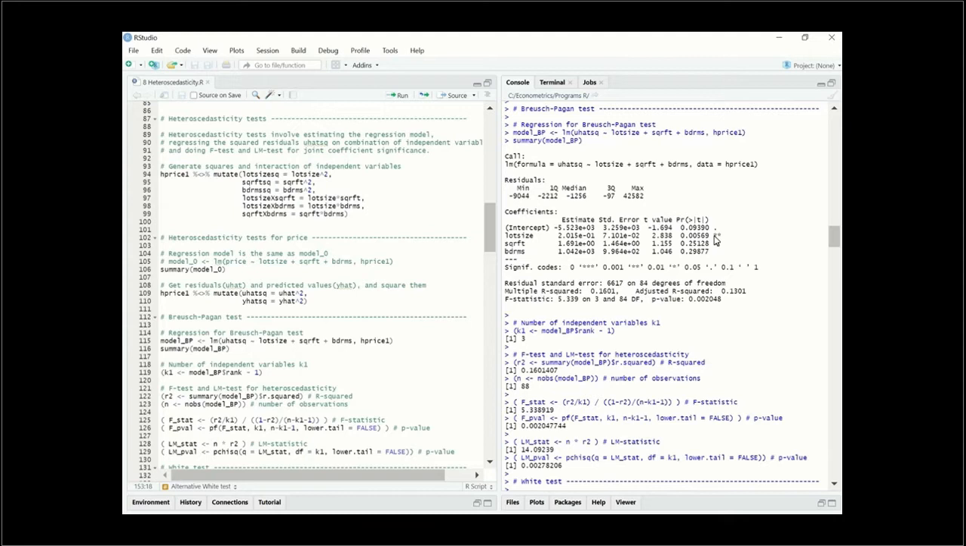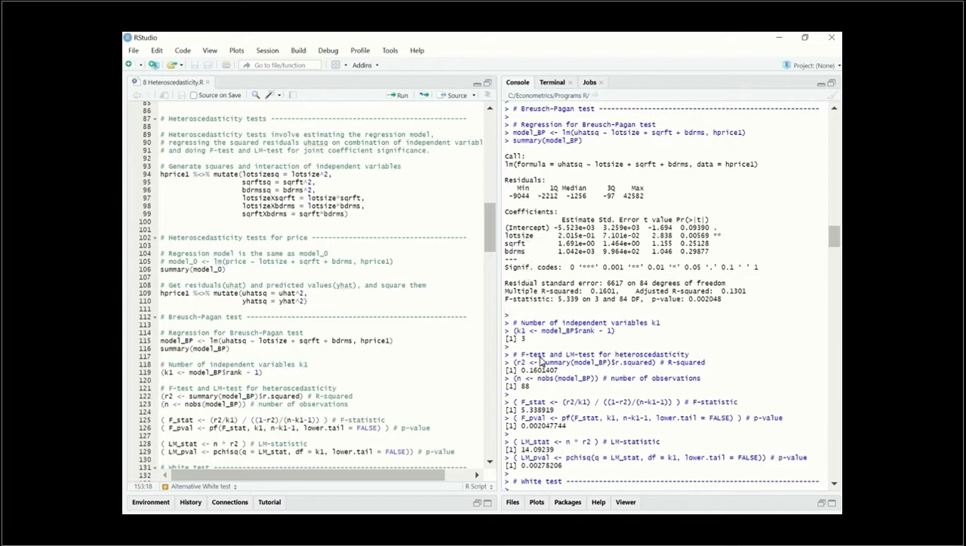So now let's look at the F-test for heteroscedasticity. First of all, we're noticing that we have 3 independent variables. So this K1 would be the number of independent variables. So this is coming from this model BP. We're going to get the rank minus 1, which would be basically the number of independent variables. That's why we get 3. We have 3 independent variables.